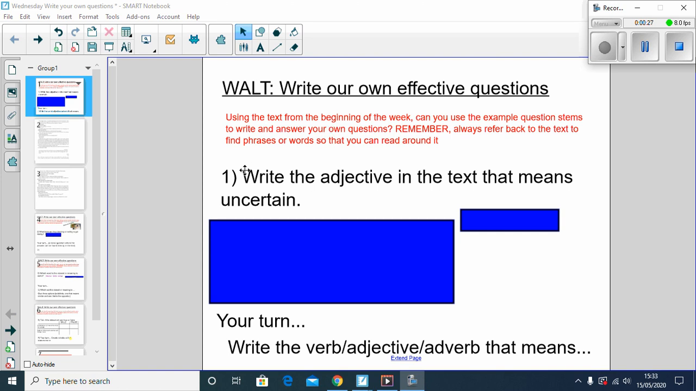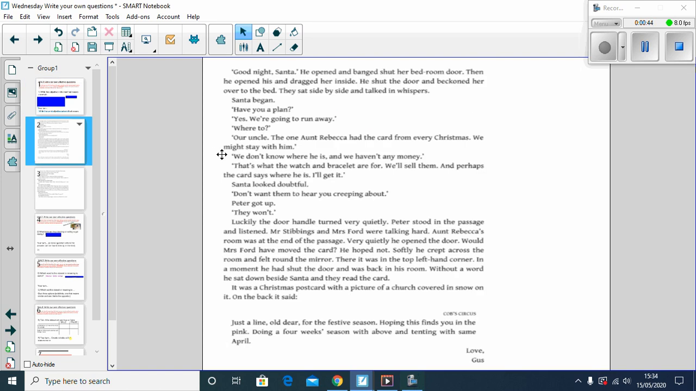So I'm going to read you your first question stem to use. It is: write the verb, adjective, adverb that means. You need to pick one of these. First thing you do is look in the text for your word. I found the word doubtful. It says Santa looked doubtful. Well, I know doubtful is describing the way Santa looks, so it must be an adjective because adjectives describe something.